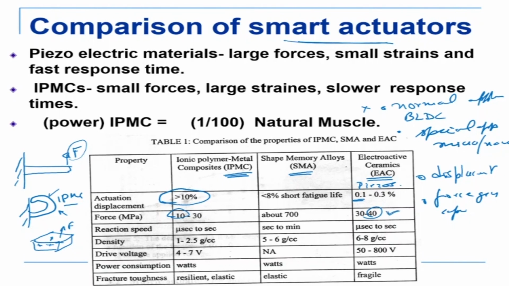Reaction speeds, density, driving voltage: here it is 4 volts, or here it is like 50 to 800 volts. So this basically gives us a comparison of the different smart actuators which are available, and depending on your application, you need to choose. For example, if you're making a jellyfish or a fish which has to swim underwater, you need very large displacements, but the force could be low. In that case, electroactive polymer will do.